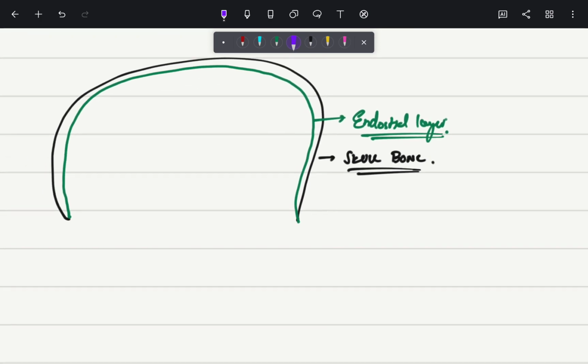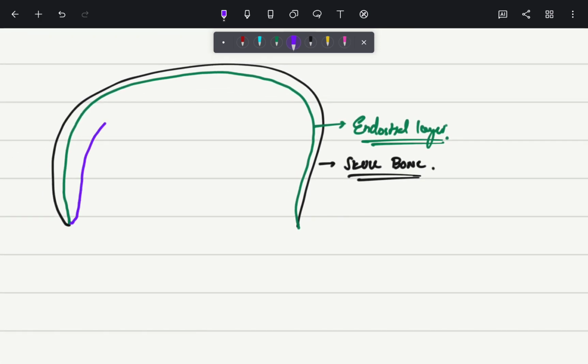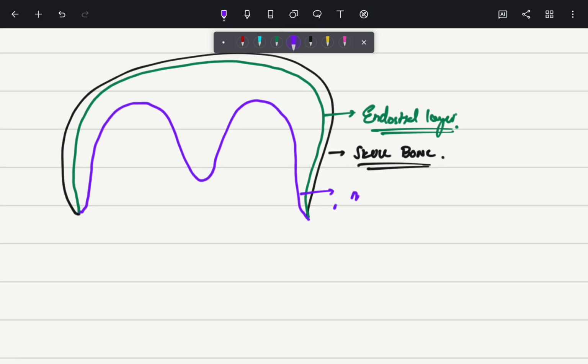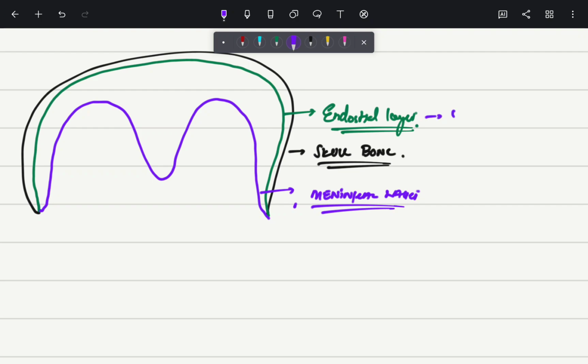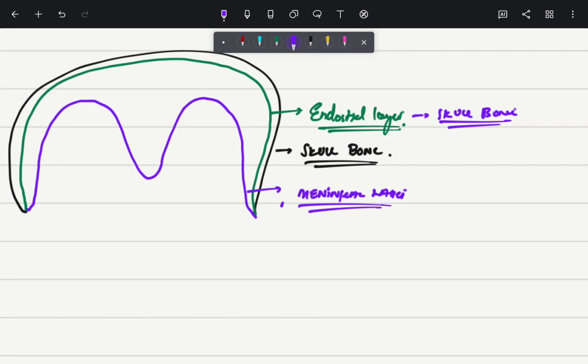Now there is another layer which is adherent to the meninges below. As you know, there are meninges below the dura mater, which is the arachnoid mater, right? This layer which is adherent to the arachnoid layer is called your meningeal layer. So dura mater is divided into two layers. One is the endosteal layer, which is adherent to the skull bone, whereas the meningeal layer is adherent to the meninges below. That's why it is called the meningeal layer.